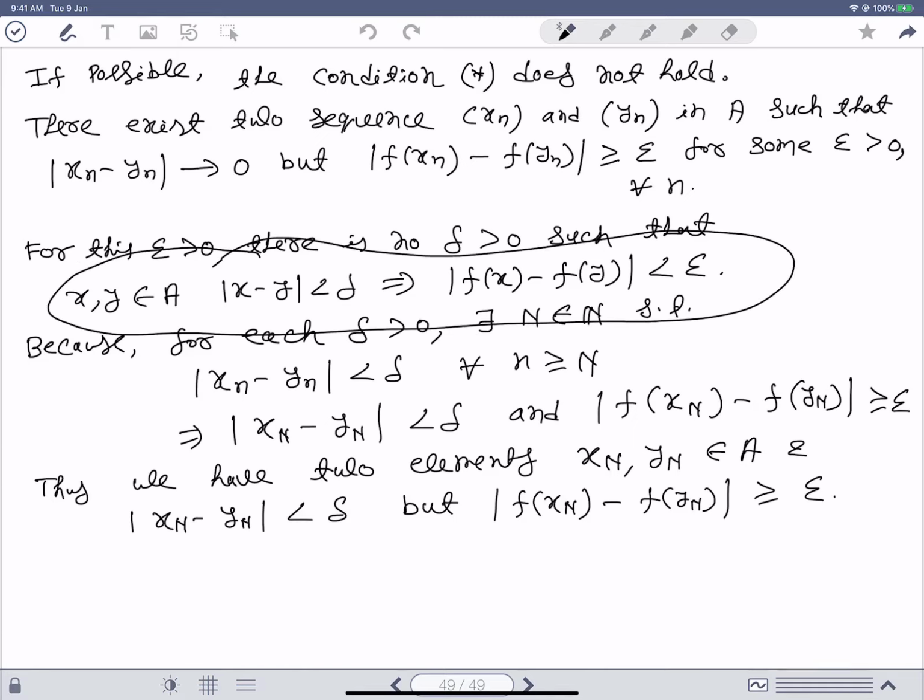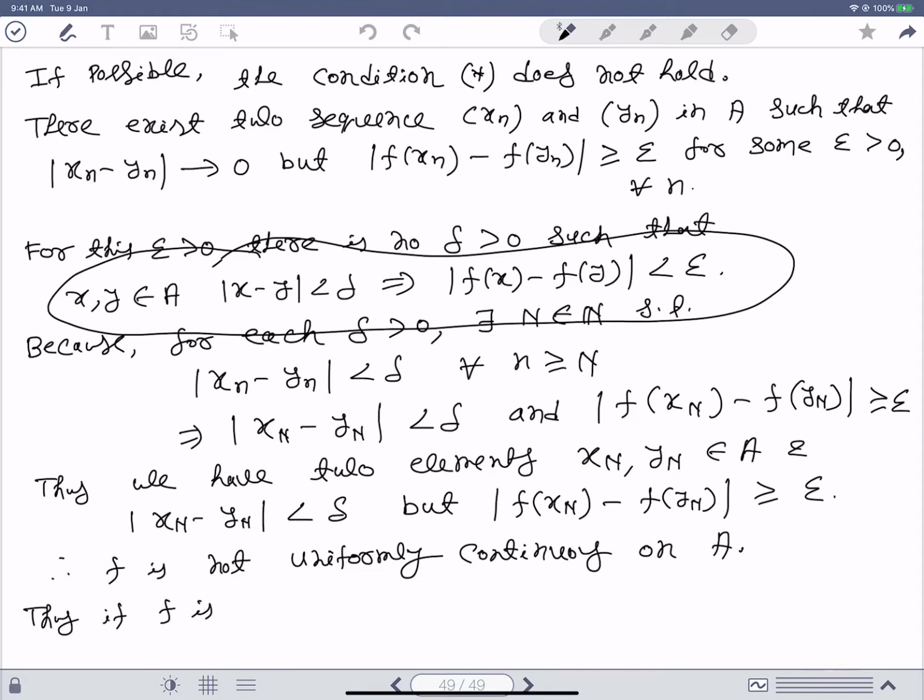That means f is not uniformly continuous on the domain A. So we assume that the condition star does not hold, and then we prove that f is not uniformly continuous on A. So thus, if f is uniformly continuous, then the condition star must hold.